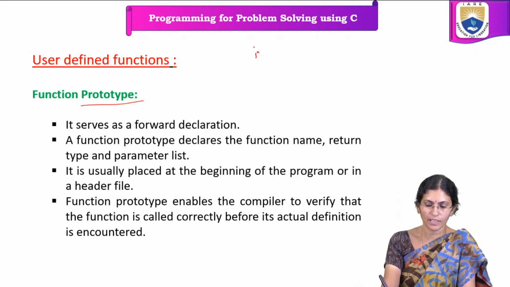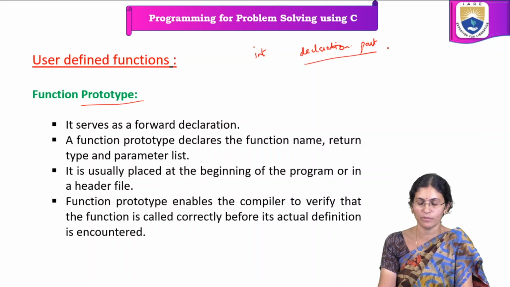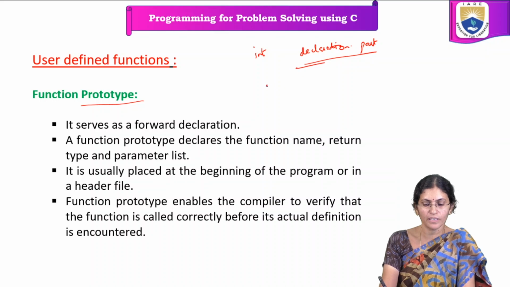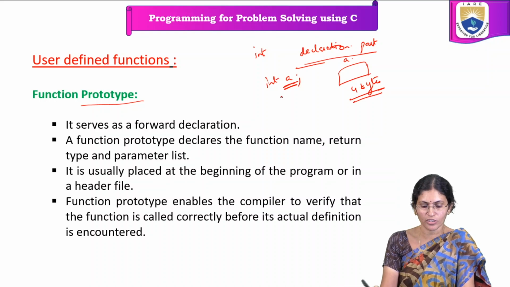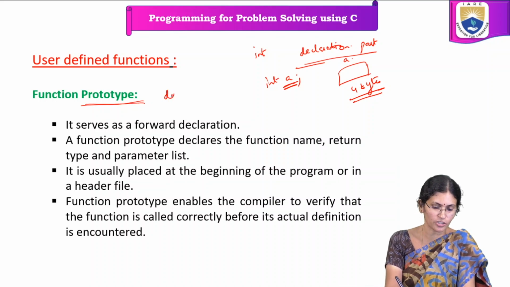Till now we have seen that in the main function, the first section is the declaration section or declaration part. In the declaration part, we declare the variables and their types. With this declaration, the compiler will automatically understand that A is a variable of type integer, and this variable A will be allocated 4 bytes of memory. So this is a variable declaration. Next, a similar concept can be extended to function prototype or function declaration also.